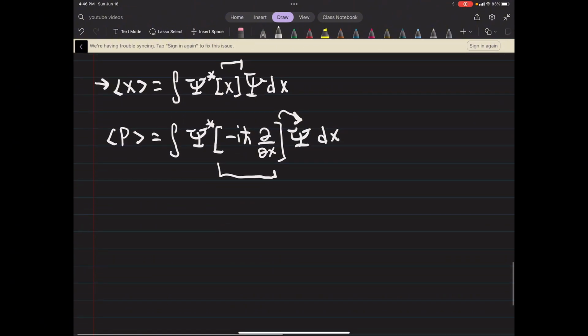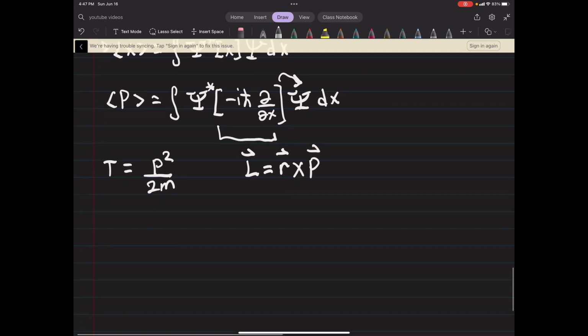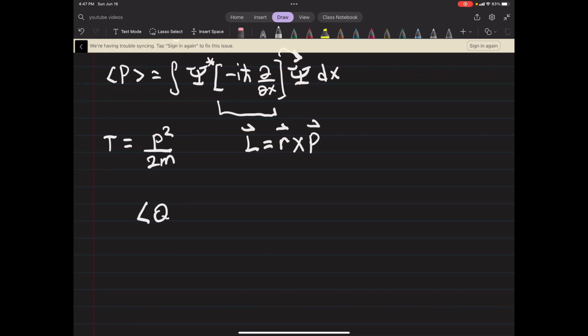And from this, we can kind of get whatever else we need. So kinetic energy is equal to your momentum squared over 2m, again, classically. Your angular momentum is your position vector crossed with your momentum vector. Right? So we can define both of these values through our operators, in this case p, but x as well. And any operator can be defined in terms of x and p. And this is kind of our general way of doing it.